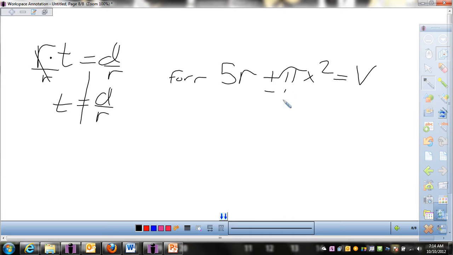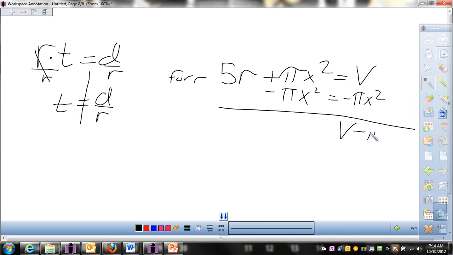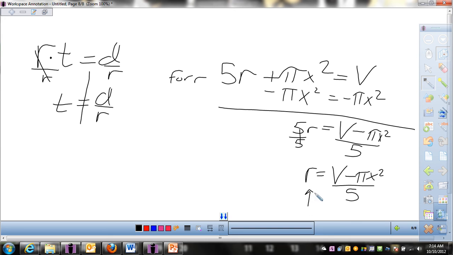Well, you're going to subtract the pi x squared. Minus the pi x squared. You can't do v minus pi x squared, so you just write it v minus pi x squared. And then you get 5r over here. Divide by the 5. Divide by the 5, and there's your r. Volume minus pi x squared all over 5 will give us our radius. And that's how you solve for variables.